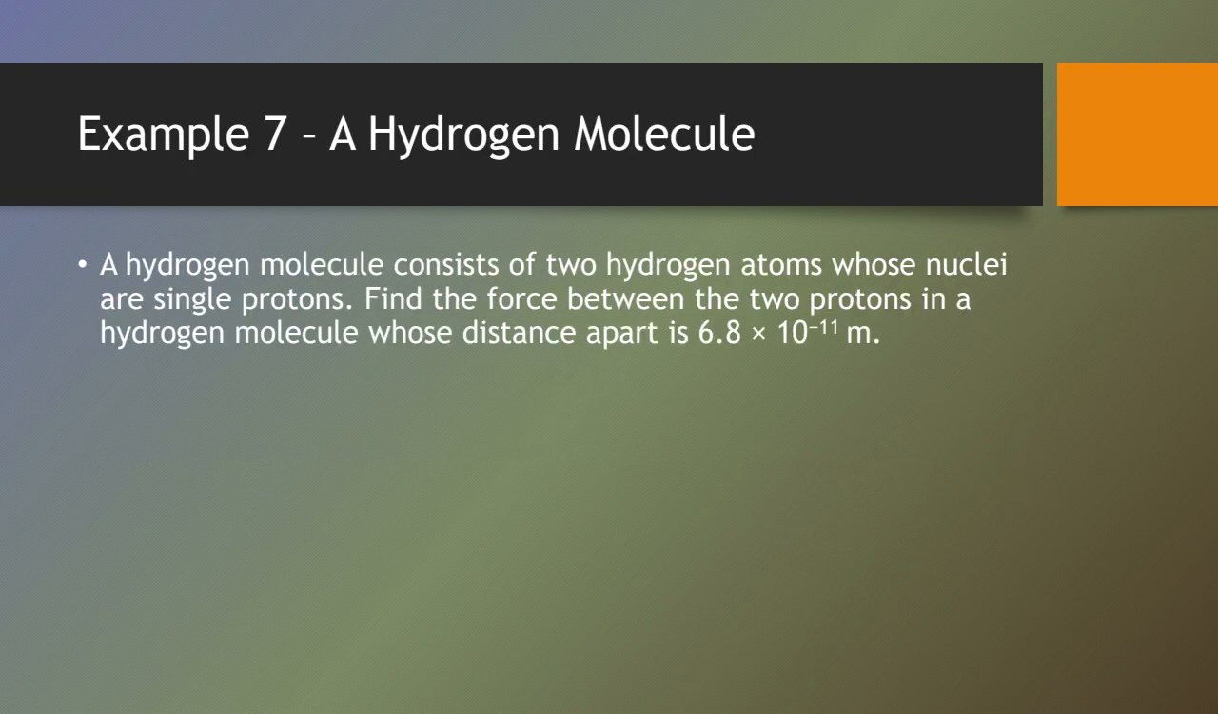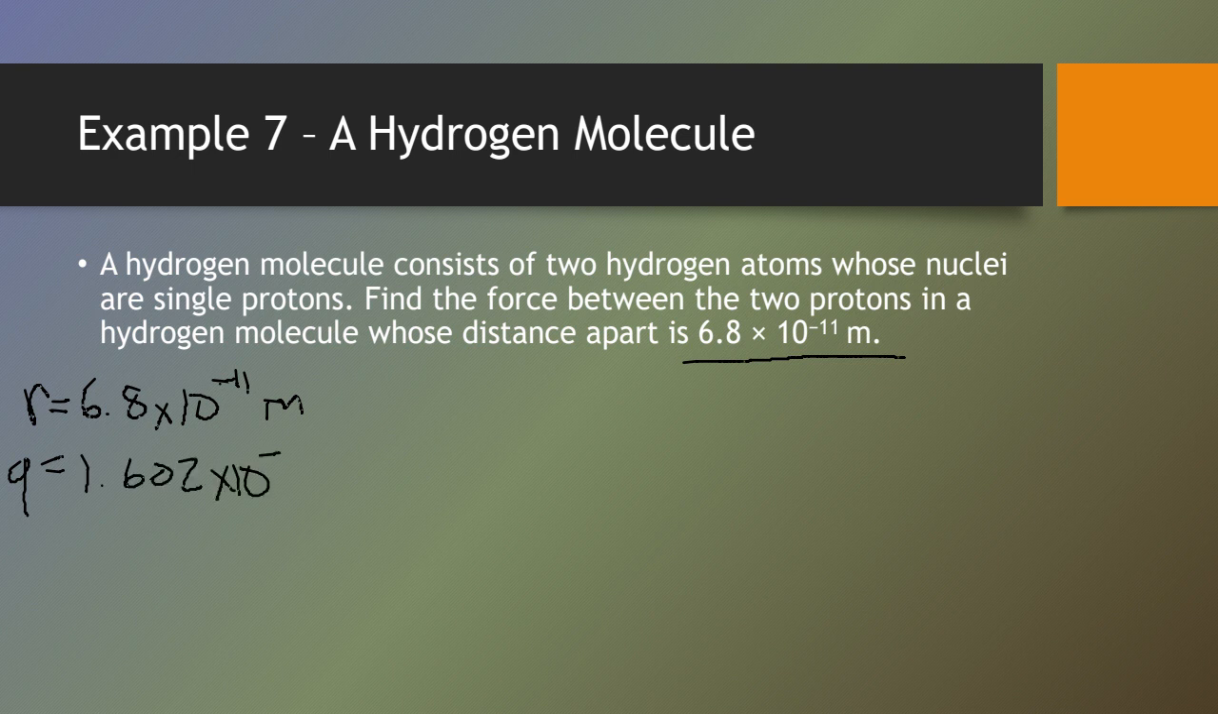So first we have a hydrogen molecule, which consists of two hydrogen atoms whose nuclei are single protons. Find the force between the two protons in a hydrogen molecule whose distance is 6.8 times 10 to the minus 11 meters. That's how far apart they are. So R is their distance apart in the equation, 6.8 times 10 to the minus 11 meters. They're both protons, so they have the same charge, Q, 1.602 times 10 to the minus 19. And we know the constant, we'll just use 9 times 10 to the 9th.